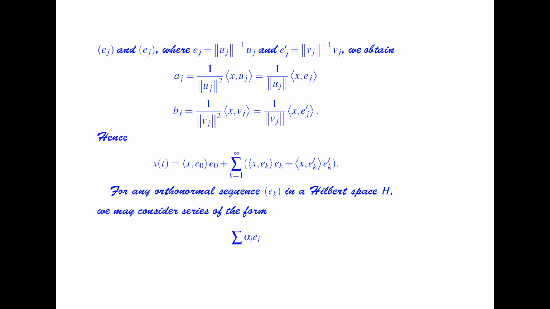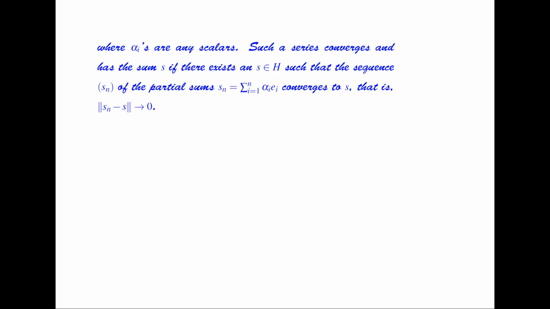For any orthonormal sequence e_k in a Hilbert space H, we may consider a series of the form summation of alpha_i into e_i, where the alpha_i's are any scalars. Such a series converges and has the sum S if there exists an S belonging to H such that the sequence S_n of partial sums, S_n equal to the summation of alpha_i e_i, converges to S. That is, the norm of S_n minus S converges to zero.